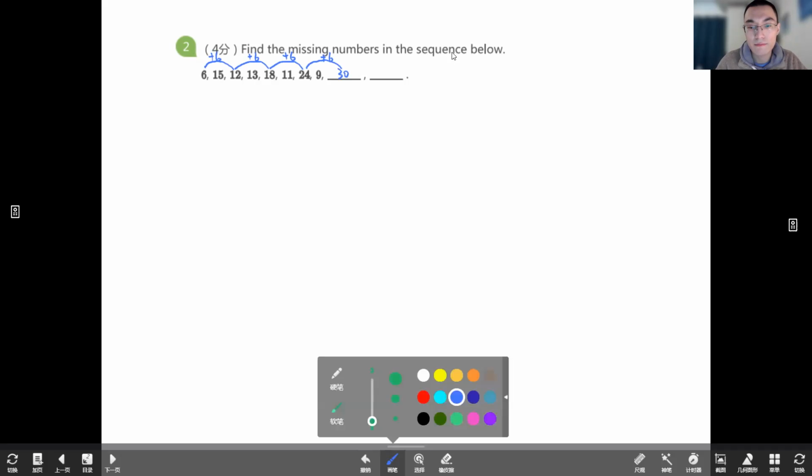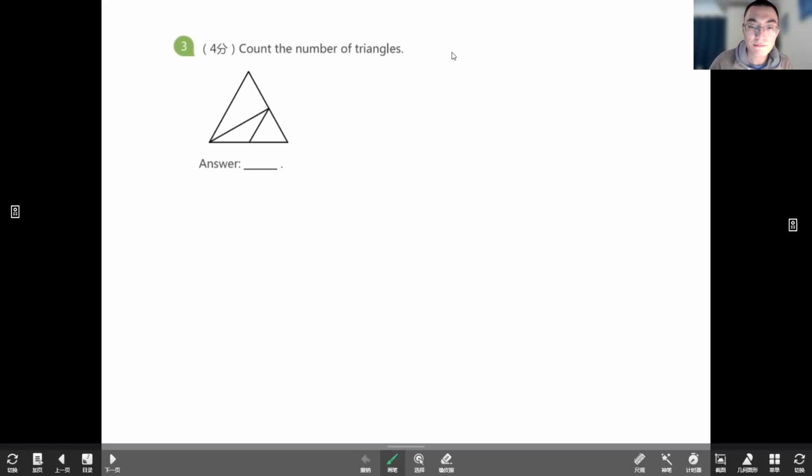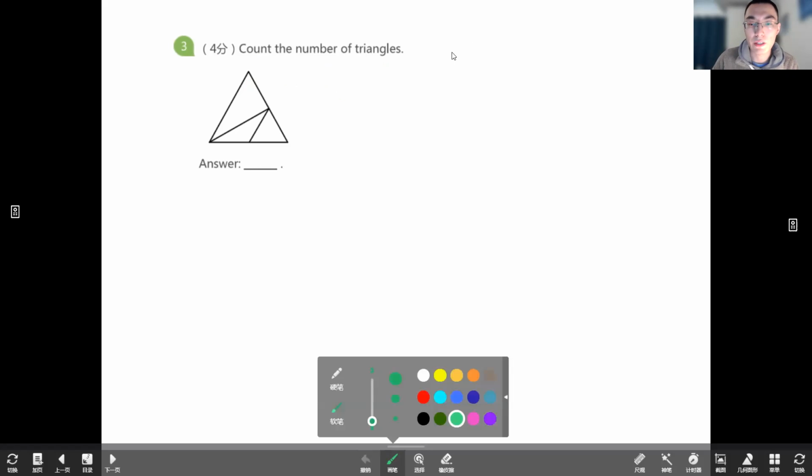Then let me change the color. For the second sequence, we have 15, 13, 11, and 9. Then we are going down by 2 every time. So to get to the second blank, we will need to take away 2 from 9, and that will be 7. So the answer for this question is 30 and 7. It's pretty simple. Let's move on to the third question. If you have any questions, by the way, you can note them down, and I will answer them all together at the end of the walkthrough.